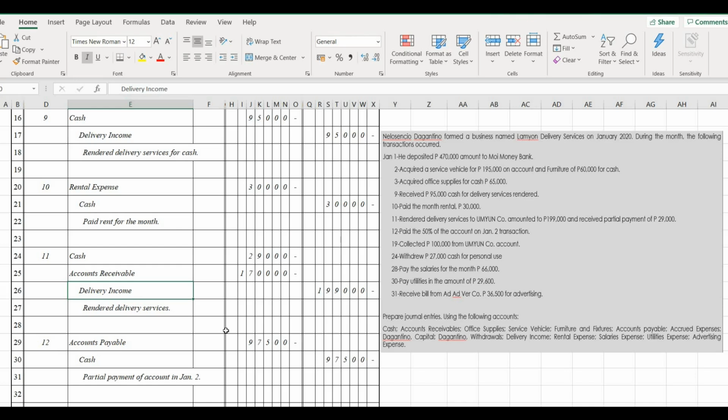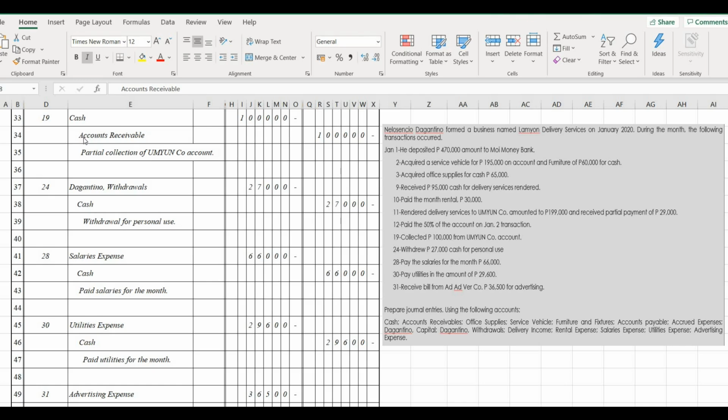For transaction 12, you have paid 50% of the account on the January 2 transaction. So the account was 195,000. So 50% of that is 97,500. Since this is payment of an account, we are decreasing our liability. So you have to debit accounts payable. And of course, nagbayad tayo ng cash. So we credit cash here. So partial payment of an account in January 2.